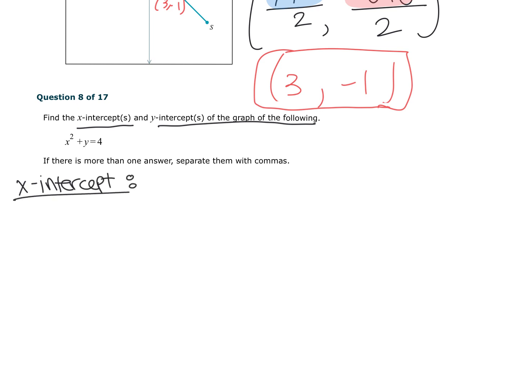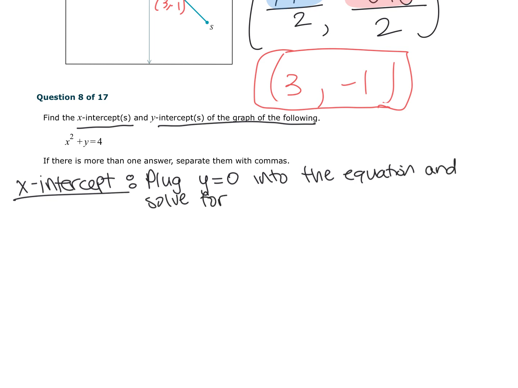And I'm going to give you a thing that will always work, no matter what class you're in. To find the x-intercept anytime, all you have to do is plug y equals 0 into the equation and solve for x. The reason why this works is because if you remember, the x-intercept is always going to be x comma 0. So it makes sense that we can plug 0 in for y and figure out what that x value is.